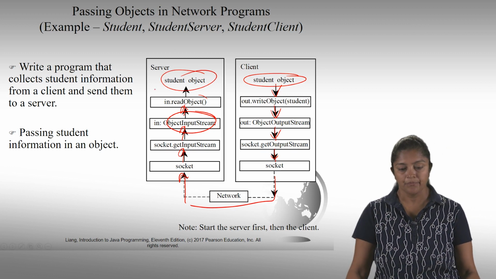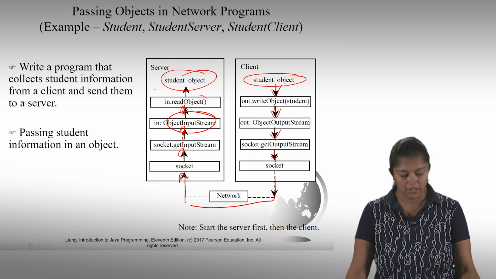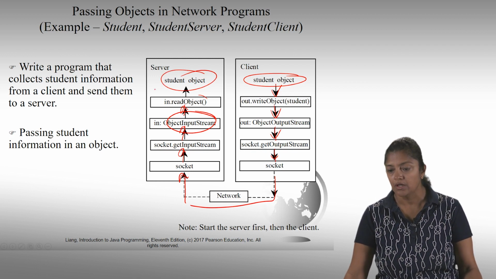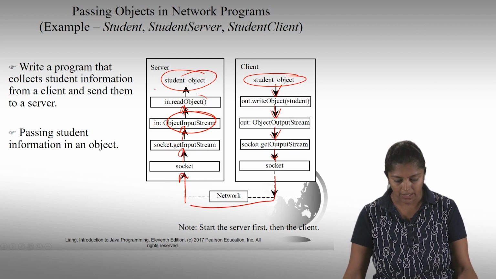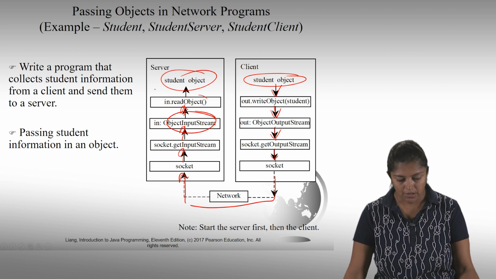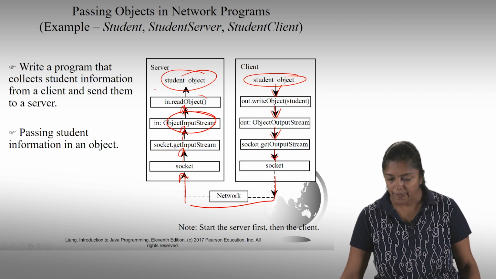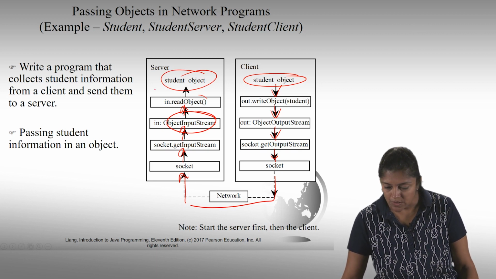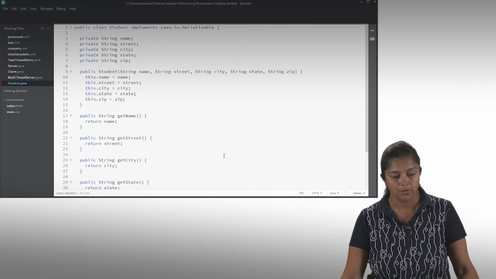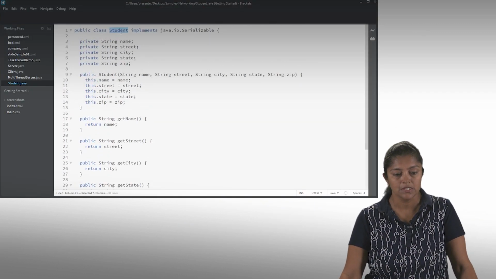So in the samples folder, there are examples of a student server and a student client. You can take a look at that to understand how this works. Let me quickly show you the student class that has to be serializable, and I'll show you how it's marked. So here's the student class.